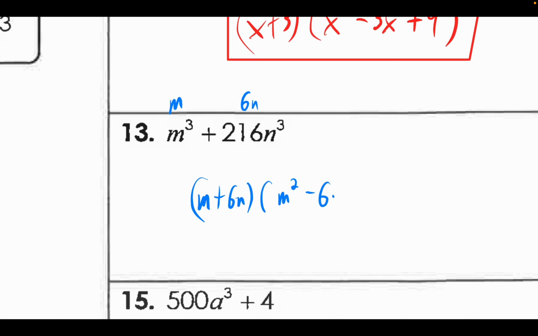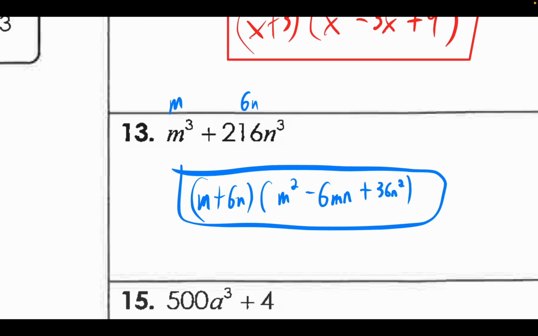Let me write a better m there, or less bad might be a better term for it, plus b squared, which is 6n times 6n, which would be 36n squared. Some of us may benefit from writing an in-between step for the second parenthesis where you write m being squared, you write minus m times 6n plus 6n being squared. If that would benefit you to write it out that way and then progress to the next step, feel free to go ahead and do that, of course.